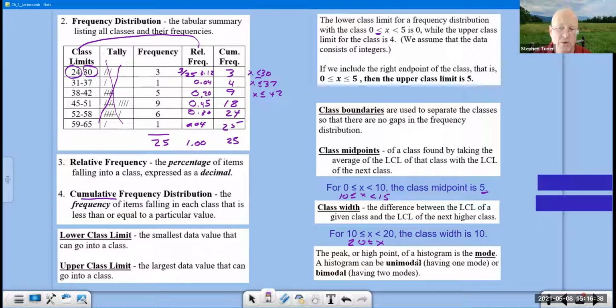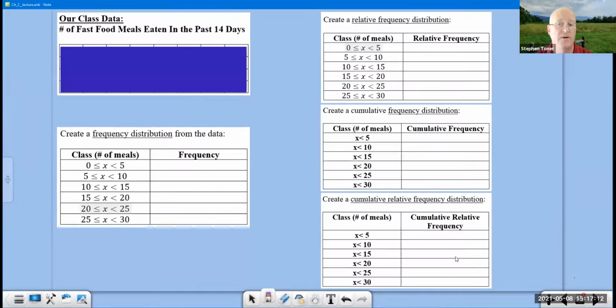The peak or high point of a histogram or a graph of these data sets is the mode. A histogram can be unimodal, uni being the prefix standing for 1, having 1 mode, bimodal, having 2 modes, or quite honestly, we could use the word multimodal if it's like a camel's back with a bunch of highs that are all equally high in several different places. Right now, we are only dealing with tables of information and some definitions of some class boundaries. As we move on, we're going to develop some other types of data.